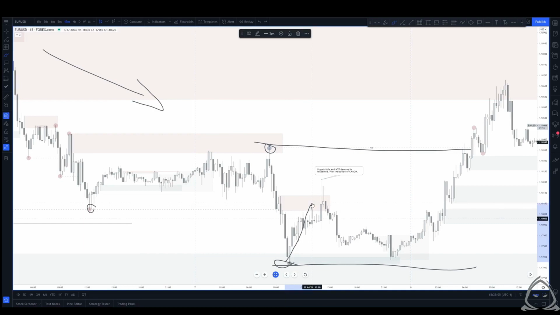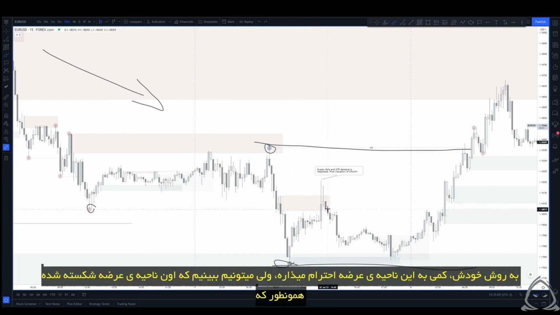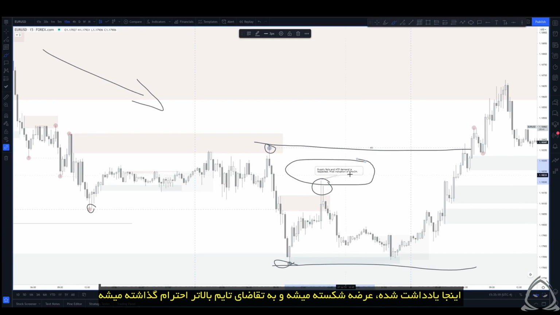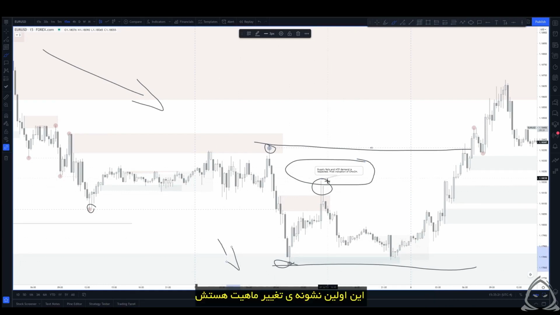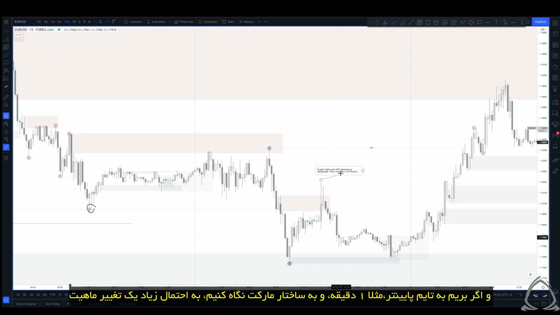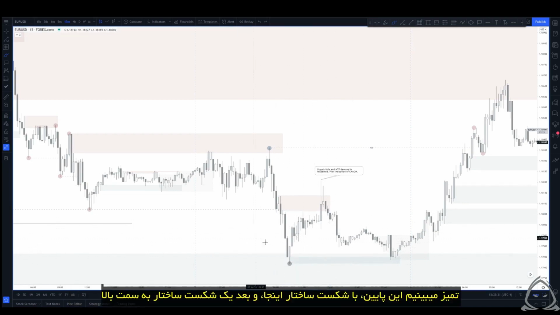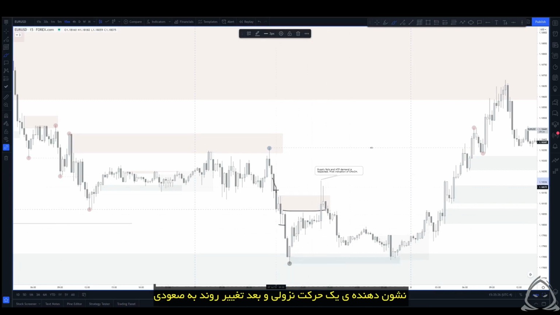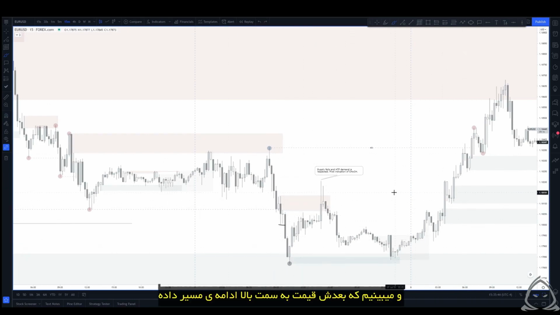What we can see is price in its own right slightly respects the supply zone, but we do have a break of that supply zone, and as annotated here, supply fails and higher time frame demand is respected. This is the first indication of a change of character. If we are to go down to, say, a 1-minute chart and look at the market structure, we would more than likely see a more clean-cut change of character down here with the break of structure here and a break of structure to the upside, showing a bearish move and then a bullish change of trend, and then we can see price continuing on to the upside.